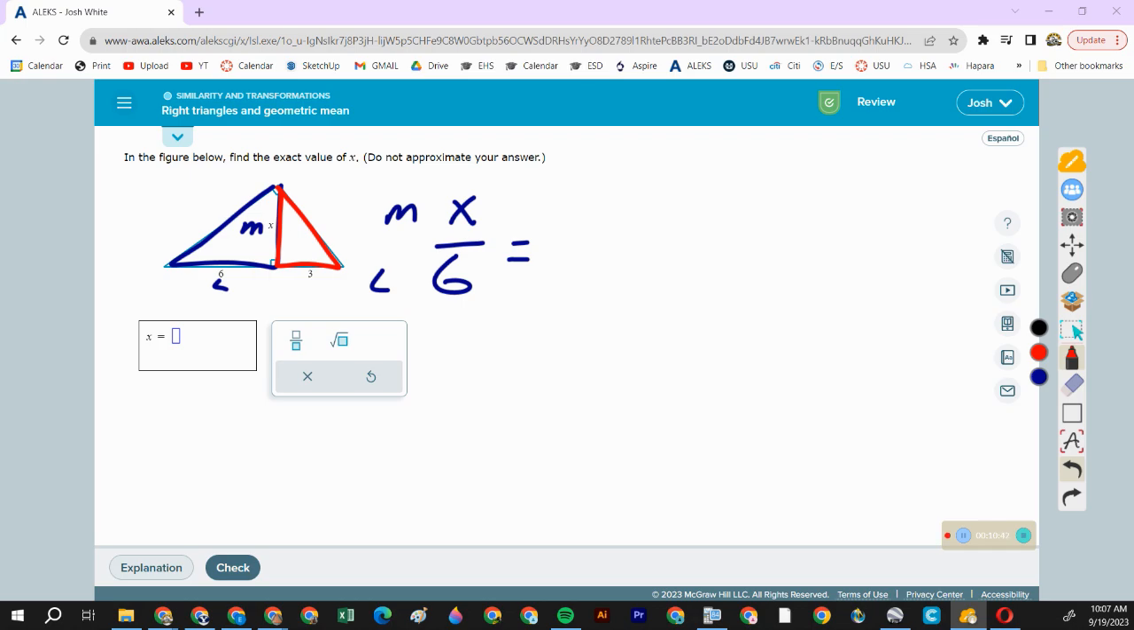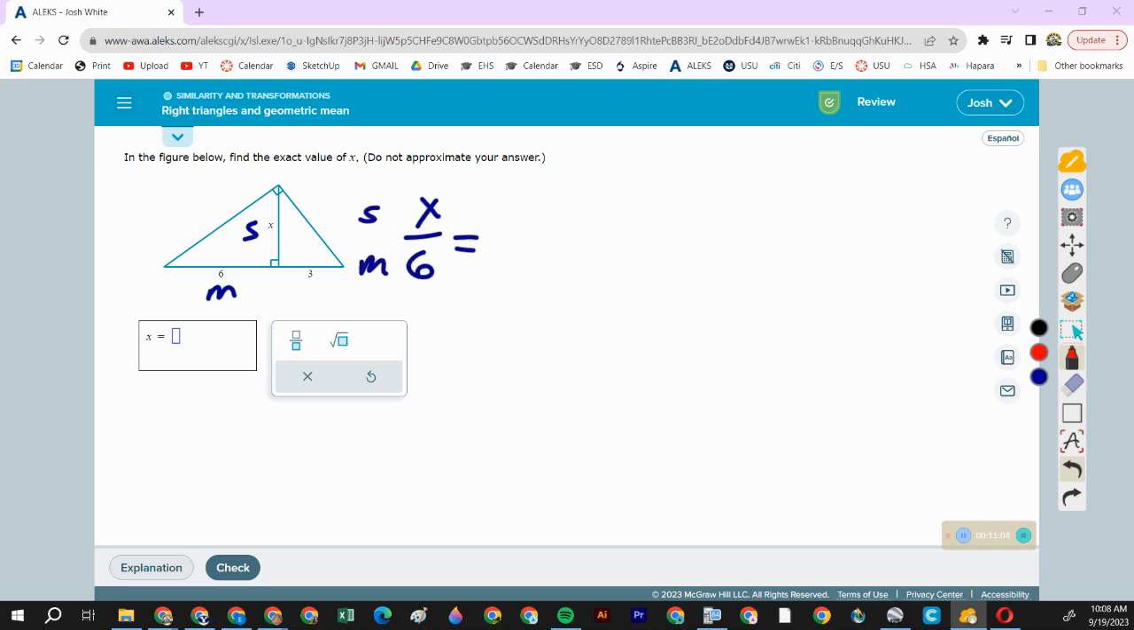What about the big triangle? Oh, that's not middle. Why don't you guys correct me? This is middle and short. I'm sorry. So x over 6, x is the small side and 6 is the middle side. Okay, and then if I use this triangle, small is 3 and middle is x. So I cross multiply and I get x squared equals 18.